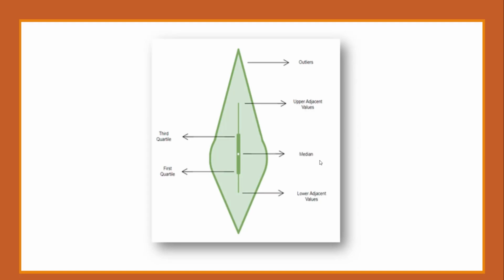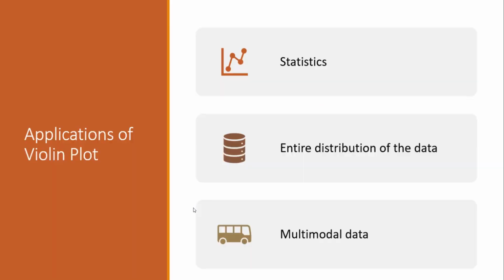So here is the diagram of a violin plot. Here you can see that on the top we have outliers. The thin lines are known as the upper adjacent value and the lower adjacent value. The white dot is called the median and the thick gray lines are called the third quartile and the first quartile. So now we will see some applications of a violin plot.